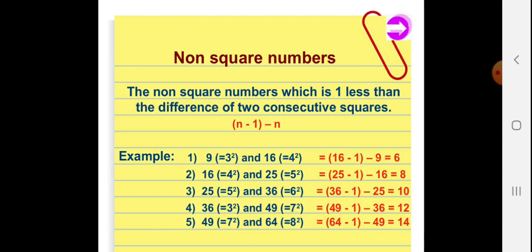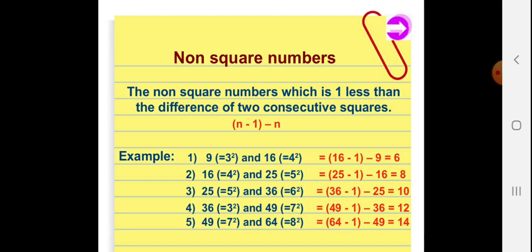Non-square numbers. The count of non-square numbers between two consecutive squares is 1 less than their difference, and the formula is n minus 1 minus m. For example, I take 9, which is 3 squared, and 16, which is 4 squared. So I'll use this formula: 16 minus 1 minus 9. Now 16 is 4 squared and 9 is 3 squared. So your answer is 6.